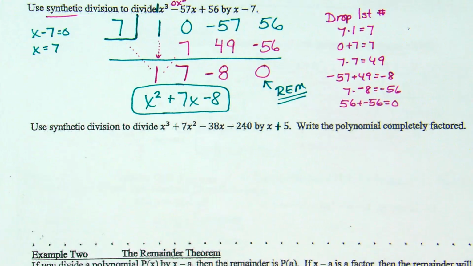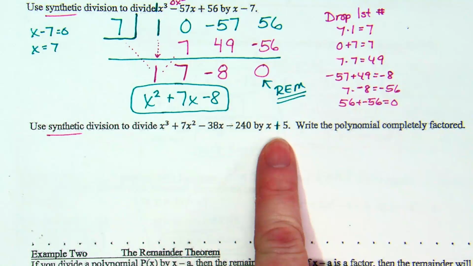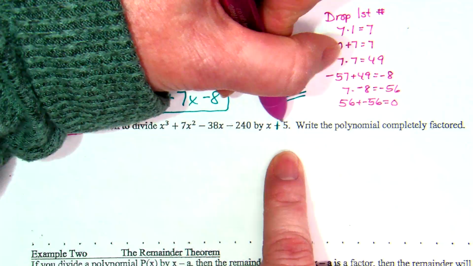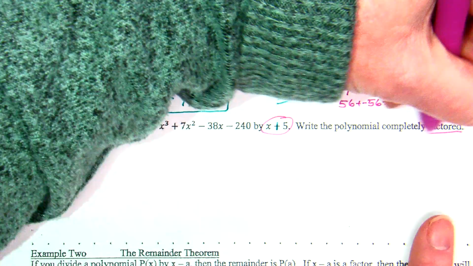Example 3 says again to use synthetic division. Now, notice if you started ahead of me, back up and make sure. I had a typo. There's a sign change here, if anyone started ahead. So we're going to use synthetic division to divide these. Notice we're dividing by x plus 5. There's a typo in the notes. Notice the final directions. Write the polynomial completely factored.